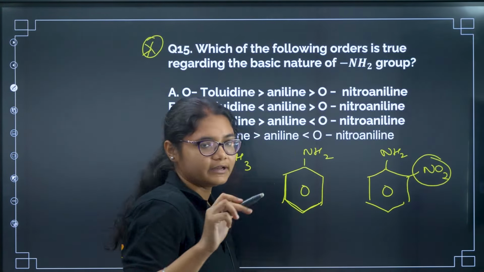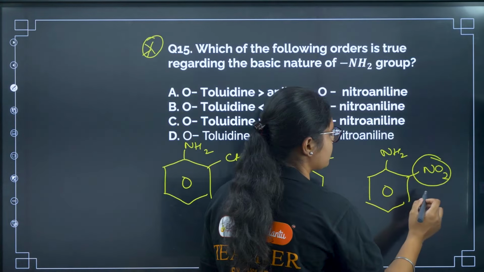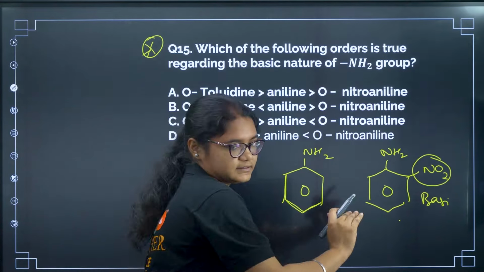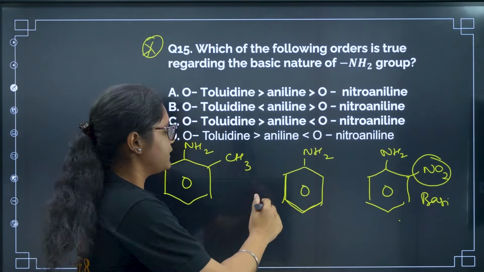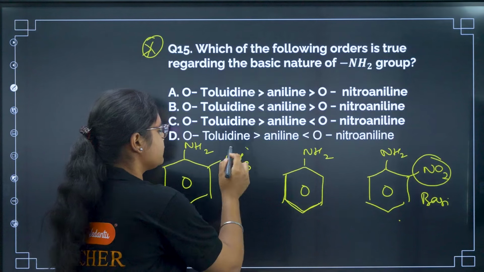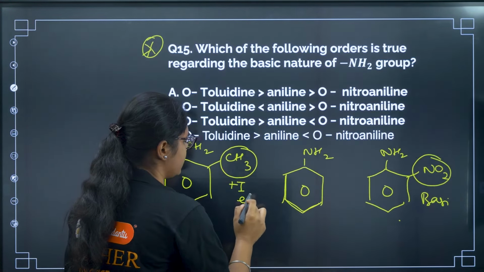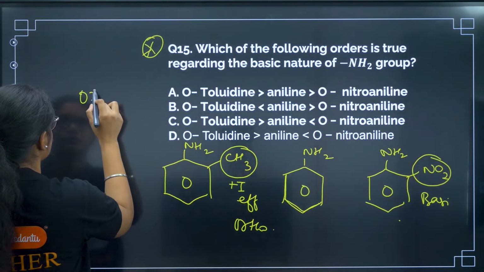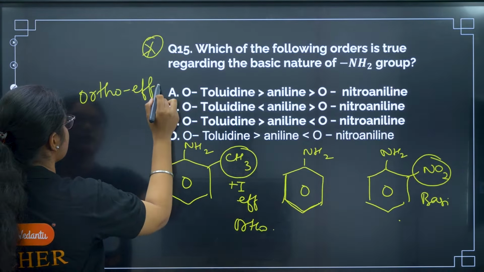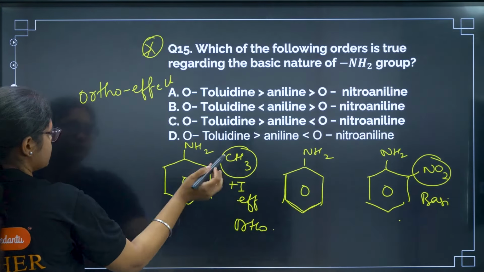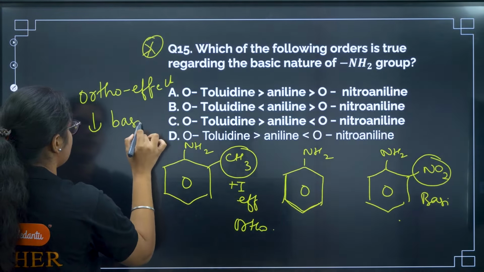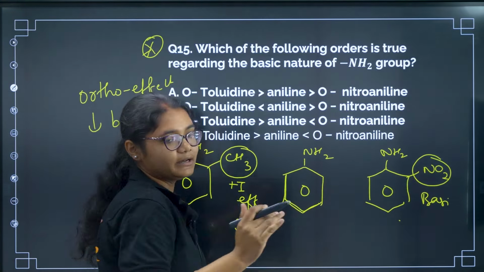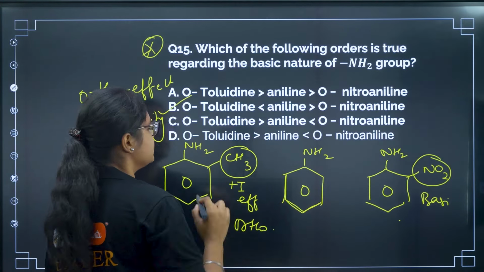Now see here, the nitro group, an electron withdrawing group, is present. If an electron withdrawing group is there, basicity will decrease, right? So this one will be the least basic, less than aniline, because aniline doesn't have any electron withdrawing group. Now, the methyl group has a plus I effect, but it is present in the ortho position, right? So there is one concept which is called the ortho effect. If you remember, what does it say? If any substituent is present at the ortho position, it decreases the basicity. So the highest basicity will be aniline and these two will be less than that. So the correct answer for this question is option B.